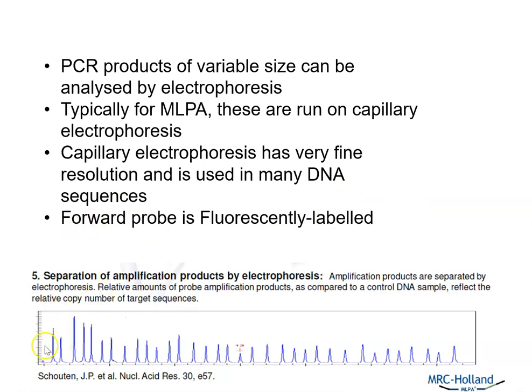So what we then do is separate out all of these 40 pieces of DNA, these 40 amplicons that have all been amplified by the same pair of primers, and we do that using typically capillary electrophoresis. And so we run all these PCR products down a capillary column, separate them out by size, and we can label one of the probes with a fluorescent tag, so therefore we can see the DNA as it comes off the column and quantify that.